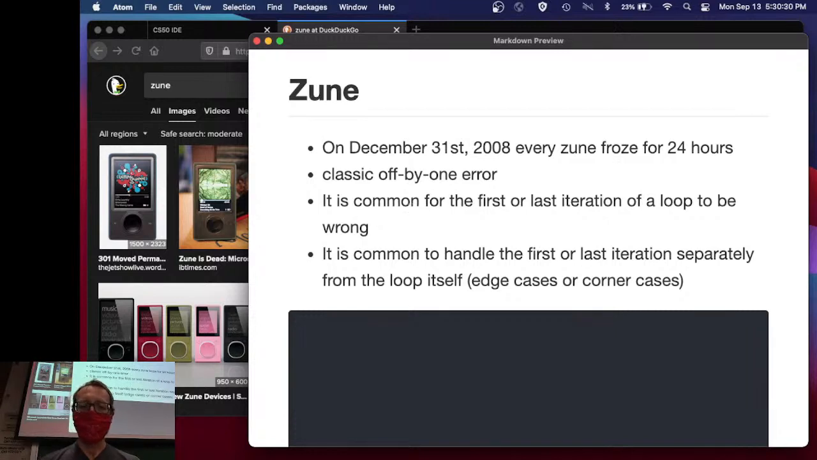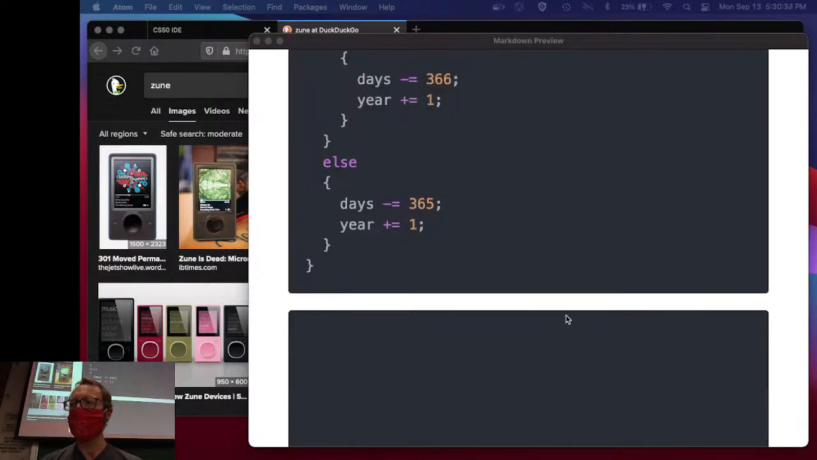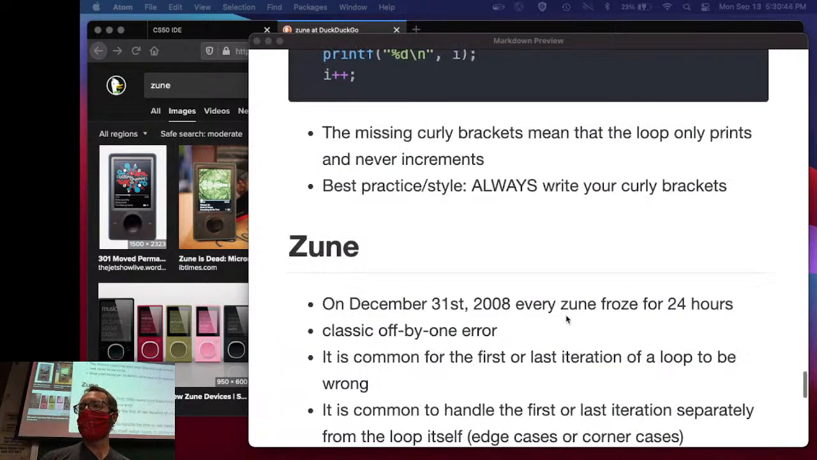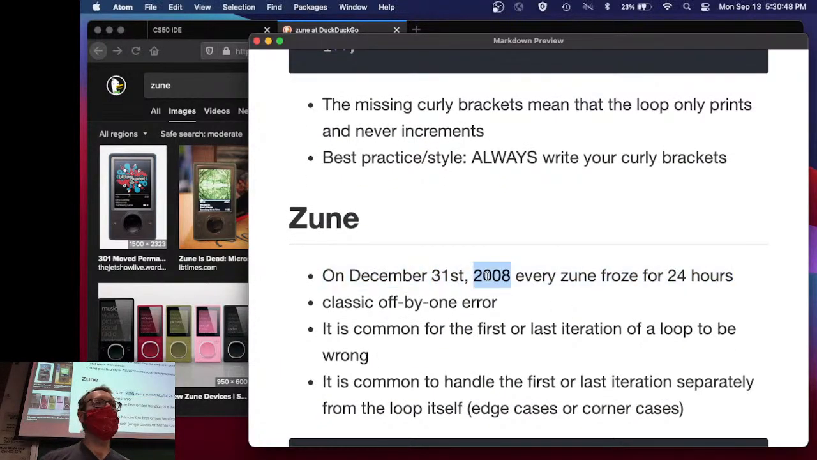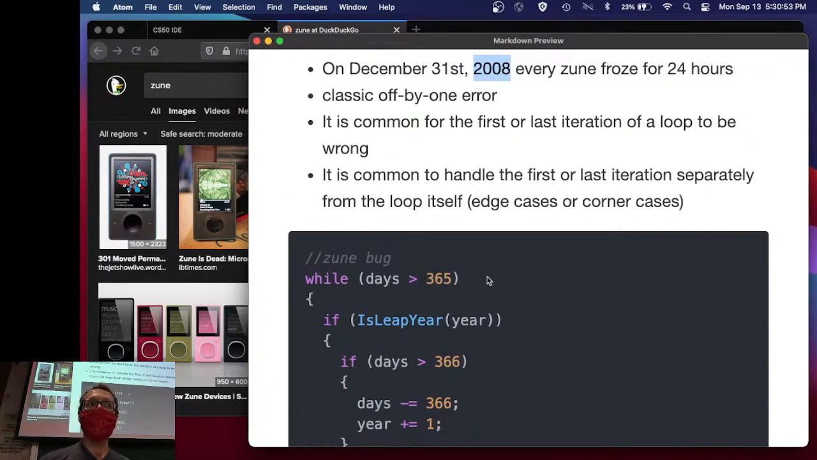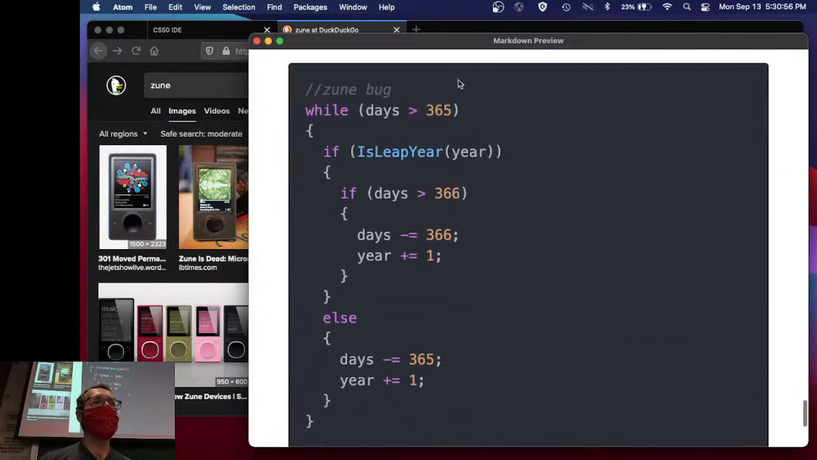Why? Right? So let's take a look at the code here. This is code that was actually published, that was actually in the Zune subsystem. It's very similar to what you did on your lab last week. It involved leap years. Well, was 2008 a leap year? Yes. December 31st, 2008 was the last day of the year. Therefore, it was day number what? There are 365 days usually in a year, right? But in a leap year, there's one more. So the number of days was 366, strictly greater than 365.